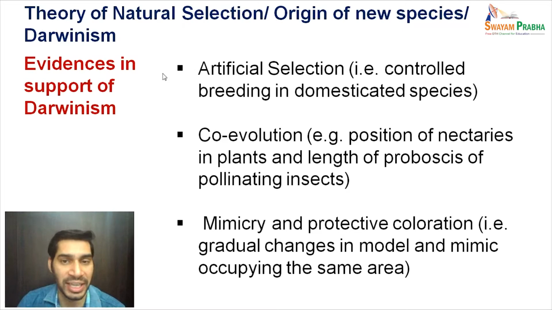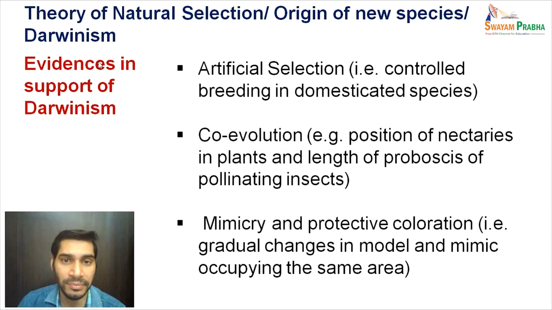Yet another evidence in support is from the coevolution. For example, the position of nectar trees in plants. Let's say if this evolves, the insects which pollinate on them, their proboscis length also evolves accordingly. So there is a coevolution. If they do not evolve according to this, they will not be able to survive. So the coevolution is also supporting the natural selection.